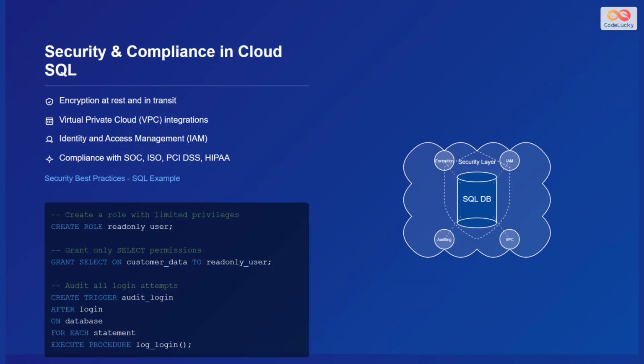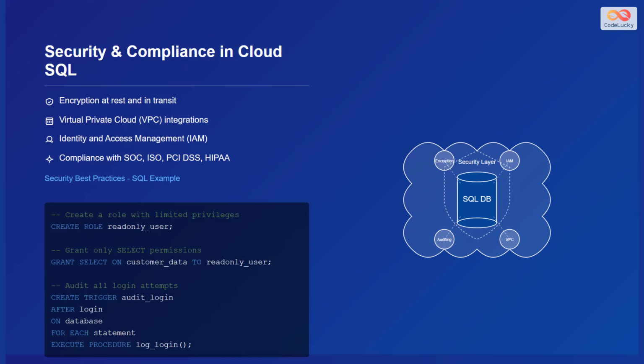Let's explore security and compliance in Cloud SQL. Cloud SQL services offer several security features. One of the most important is encryption, which protects your data both at rest and while it is being transmitted. Virtual Private Cloud, also known as VPC integrations, allows you to isolate your database instances within a private network. Identity and Access Management, also known as IAM, enables you to control who has access to your databases. Cloud SQL services often comply with industry standards such as SOC, ISO, PCI DSS, and HIPAA.